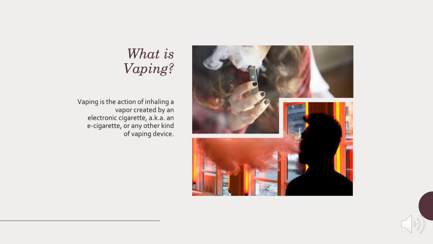So, what is vaping? Vaping is the action of inhaling a vapor created by an electronic cigarette, also known as an e-cigarette, or any other kind of vaping device. In this presentation, we're going to go over the different sizes and shapes that e-cigarettes come in. But right now, you're probably wondering, how does this all work? So, now we're going to go in depth about the anatomy of it.